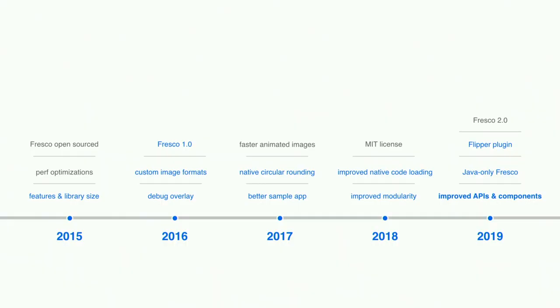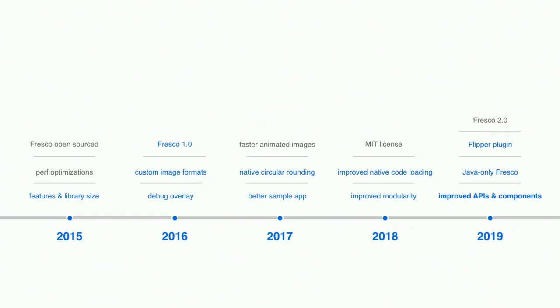Then fast forward to this year. The first point here is Fresco 2.0, which is the main thing that we released. But don't get too excited. This was mainly caused by us moving from the Android support library to Android X, which is a big breaking change, and we had to bump the major version number. However, the thing that you should be excited about is the last bullet point here, which is the improved APIs and components, which is one of the things I'm going to talk about later.